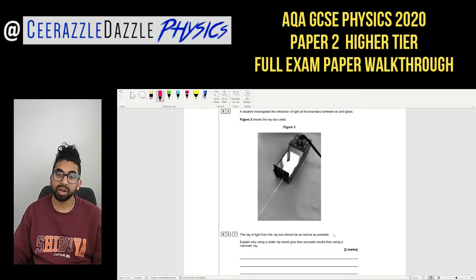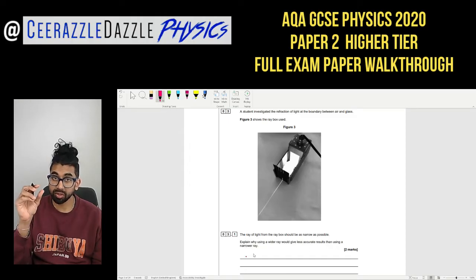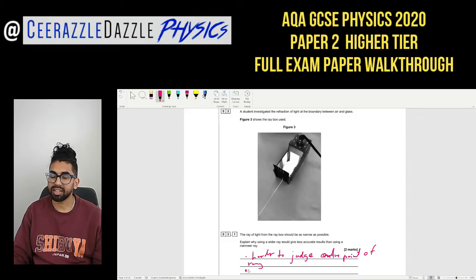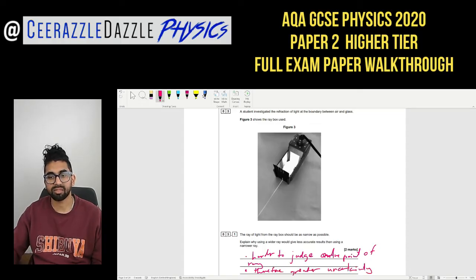Explain why using a wider ray would give less accurate results than using a narrower ray. Well, the reason is that it's hard to judge where the center of the ray is, so it's harder to judge the center point of the ray. And therefore, there's greater uncertainty. Excellent stuff.